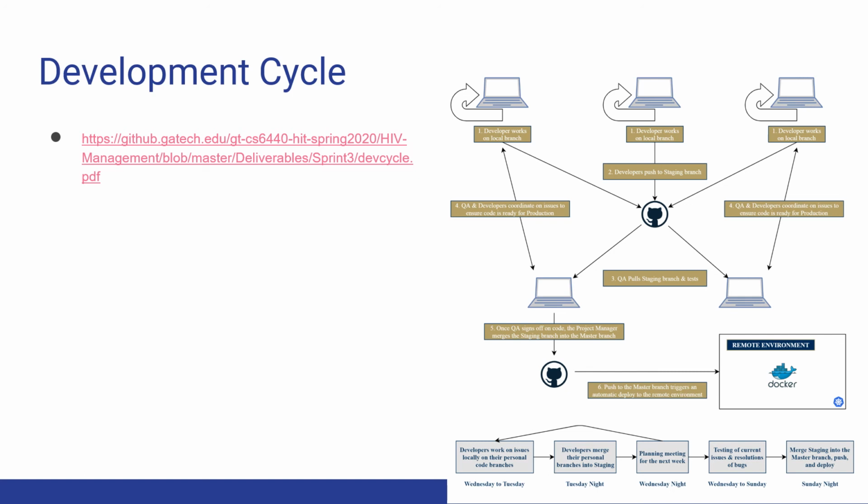Developers will decide what issues they would like to be assigned for the upcoming iteration, and those issues are then moved to the appropriate developer via GitHub. Developers work on their issues that week until the weekly Tuesday merge, where all of their local work is merged into the team's staging branch.